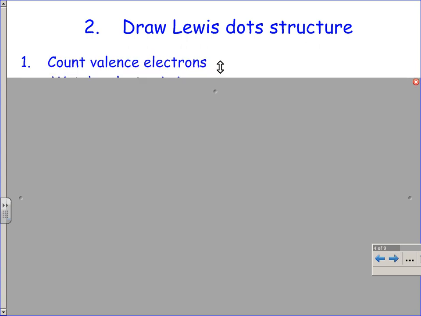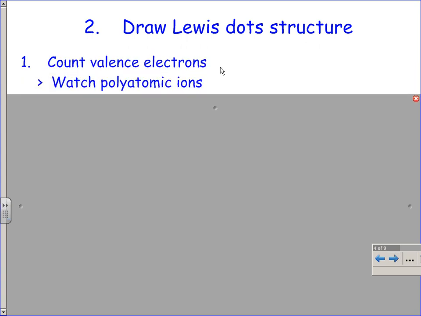So first thing you need to do is count valence electrons. And remember, watch out for your polyatomic ions, because if you have a negatively charged ion, that means you have extra valence electrons available for bonding. And if you have a positive polyatomic ion, that means you are short. So you have to subtract out whatever the charge is from your total electrons. So first you need to find out how many electrons do I have involved in bonding. So that would be your valence electrons.